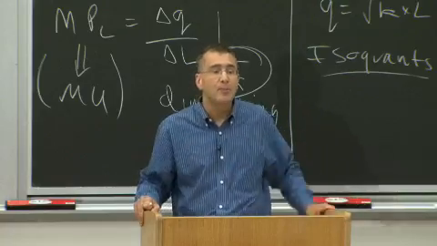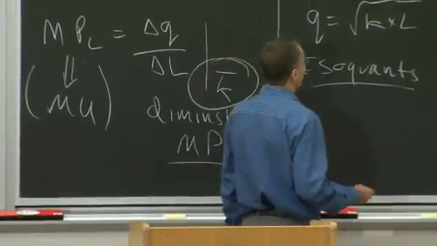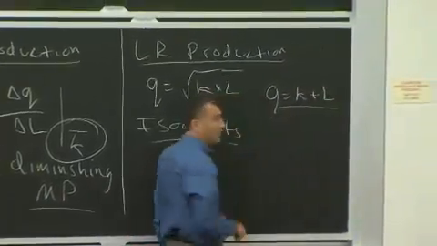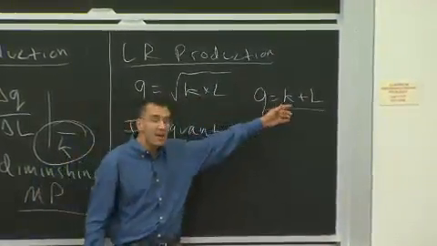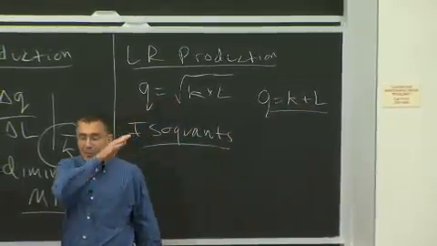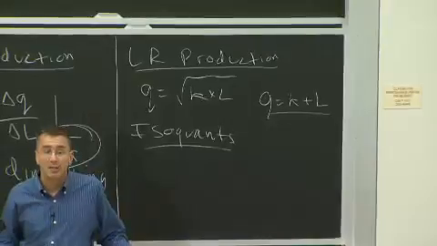They're perfectly substitutable inputs, which would say that something like Q equals K plus L would be a case of perfectly substitutable inputs. You don't care if it's K or L, you just care about the total. That'd be perfectly substitutable inputs. That would be a linear isoquant.